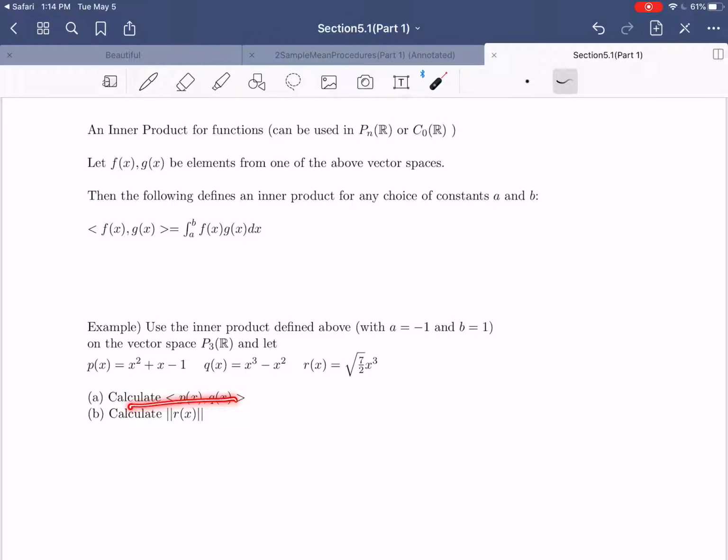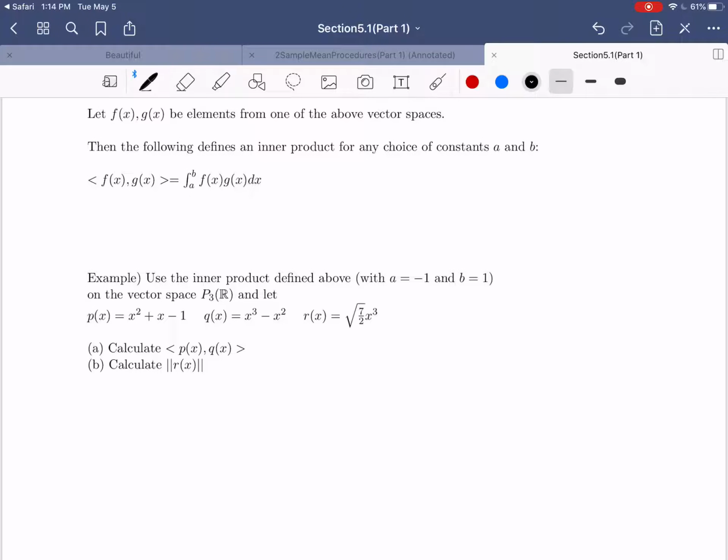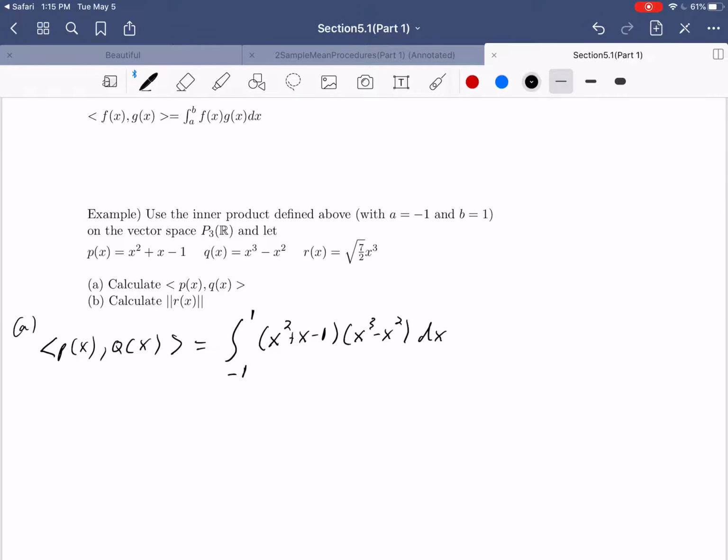Let's calculate the inner product of P of x and Q of x under this inner product, and also the norm of R of x. So for part A, if we do P of x and Q of x, what we will need to do is integrate from -1 to 1, just because that's what we were told to use here. And then we will need to take the product of our two functions, x squared plus x minus 1 and x cubed minus x squared, and we'll be doing that dx. Keep in mind that this is a definite integral, so when we actually do this, it will come out as a scalar value, which is what has to happen when you're doing an inner product.